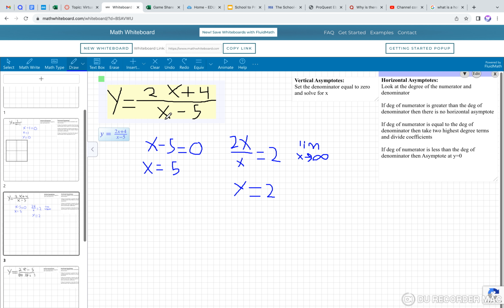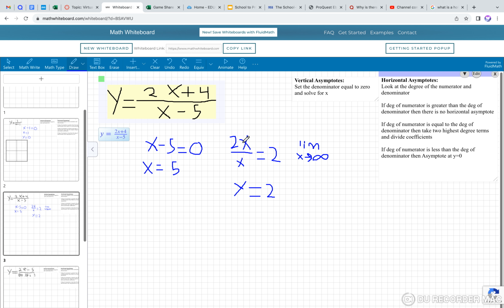And imagine we plug in an even bigger number. We plug in 1,000,000. We would get 2,000,004 over 999,995. So basically you can see that these two terms, the lesser terms with the lesser degree, they don't really matter in the end. The only ones that matter are the highest degree terms, because those are the ones that will affect the graph the most. So as we plug in bigger and bigger numbers, it will eventually just go to the highest degree terms.